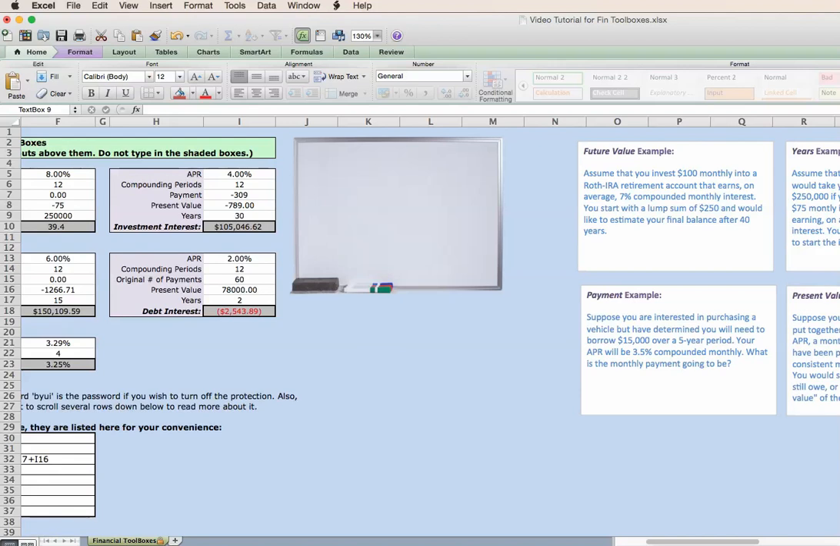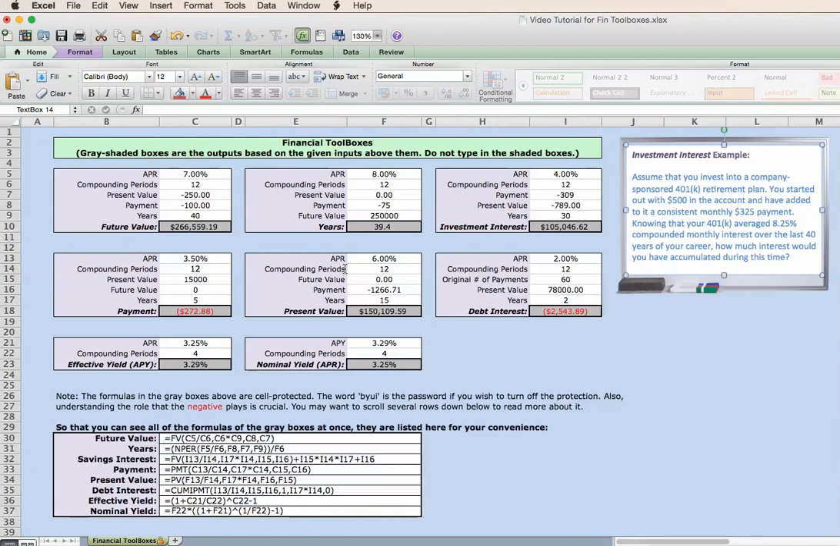Two more examples and we'll be done. So I'm going to pull this next one in, the investment interest example. Assume that you invest into a company-sponsored 401k retirement plan. You started out with $500 in the account. All right, so we're going to go after investment interest, so that's why I'm going to use this box as opposed to debt interest, of course.